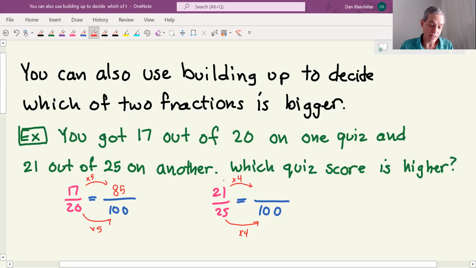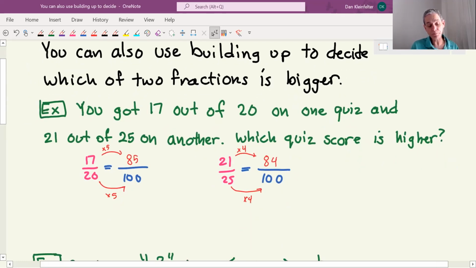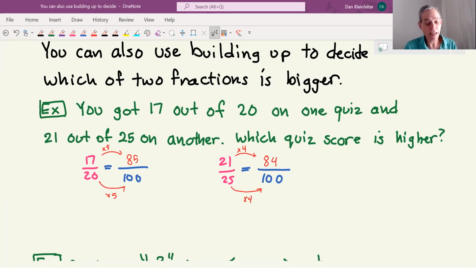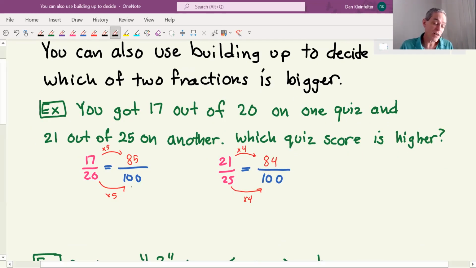Multiply the numerator by the same thing. 21 times 4 will be 84. So what does this mean? If we turn the two fractions into equivalent fractions, their values haven't changed, and we're acting basically as if the two quizzes were out of 100 points, even though they weren't. But this makes it easier to compare the two.